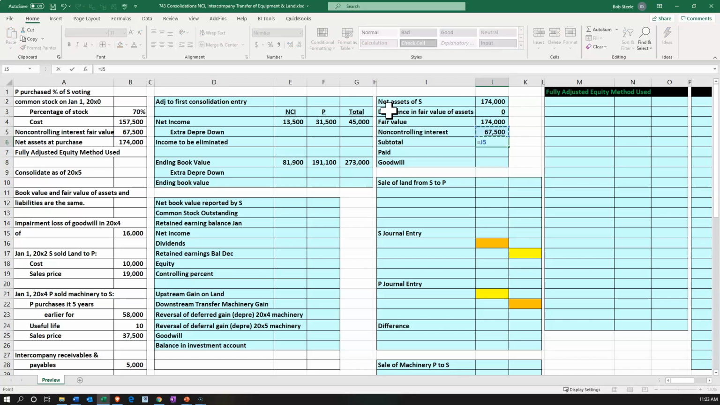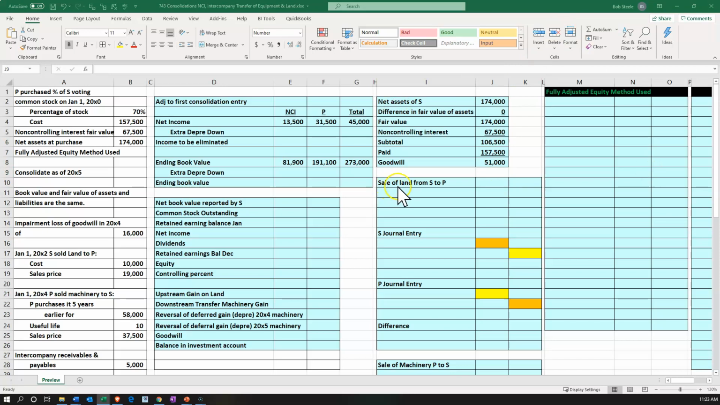The difference then, fair value minus the non-controlling interest, is that 106.5, and that is what you would expect to be paid if there was no goodwill. But of course there was goodwill because P paid 157.5. The difference between those two would then be the goodwill of the 51,000. So we've got the 51,000 of the goodwill.